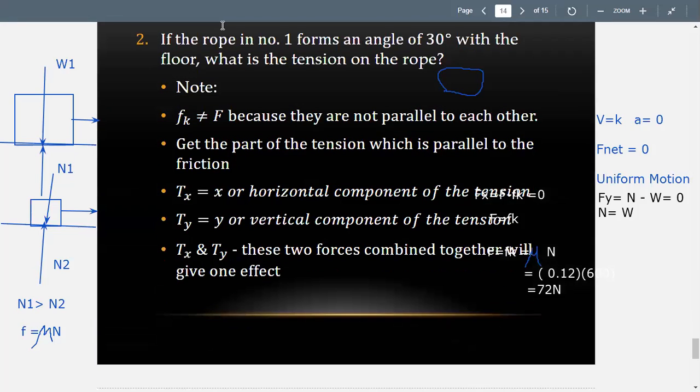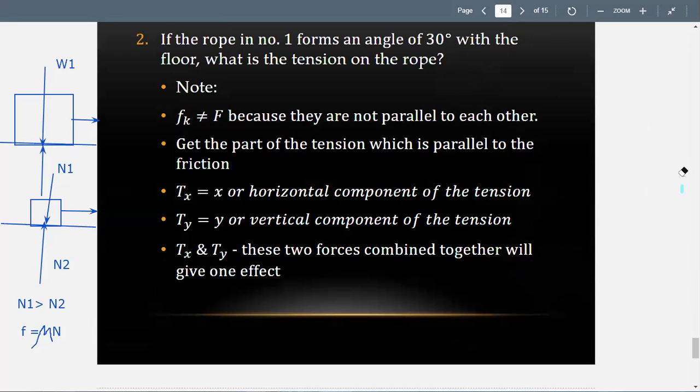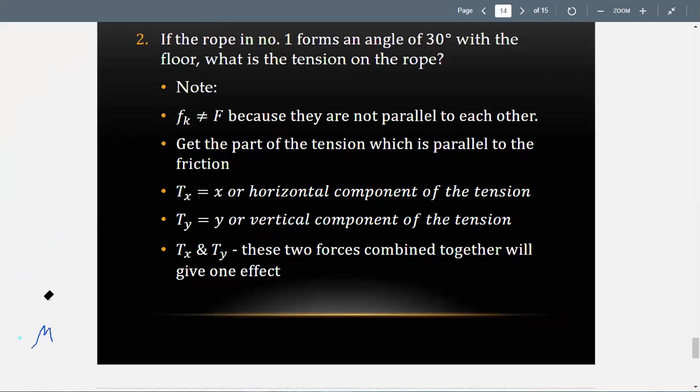What if there is an angle to the rope? So we have a rope, and it is pulling the object at a given angle. So probably it is the same equation as earlier. So again, if the rope in problem number 1 forms an angle of 30 degrees, let us illustrate that problem.